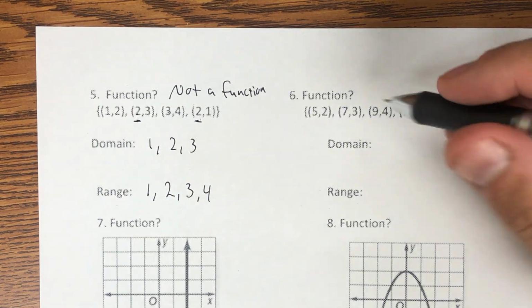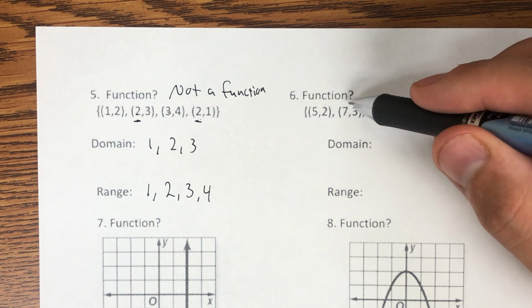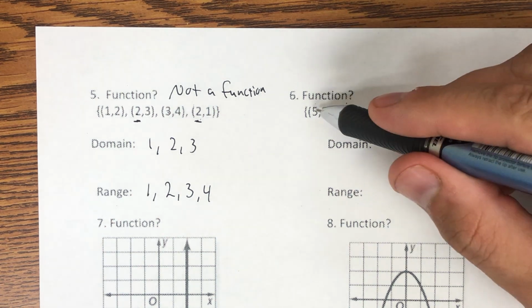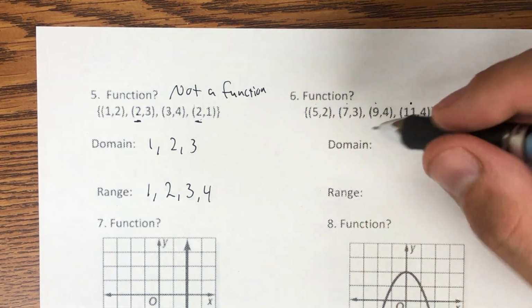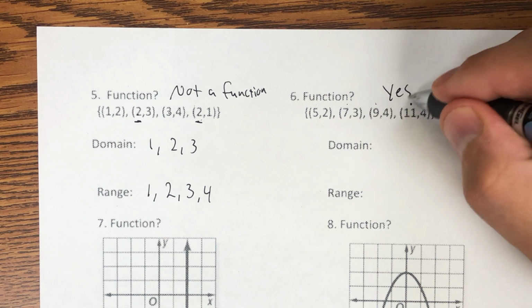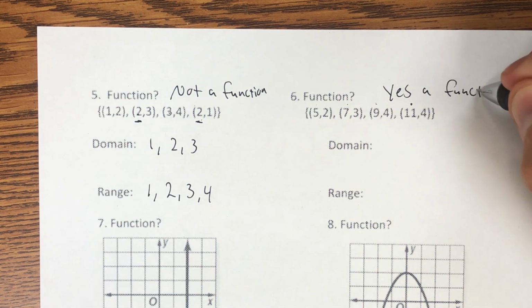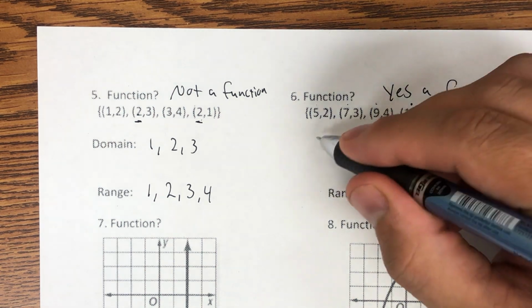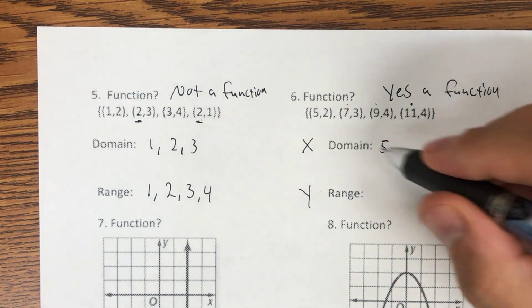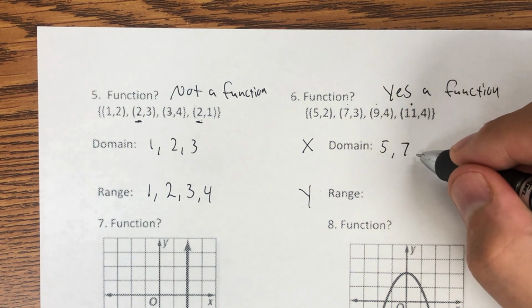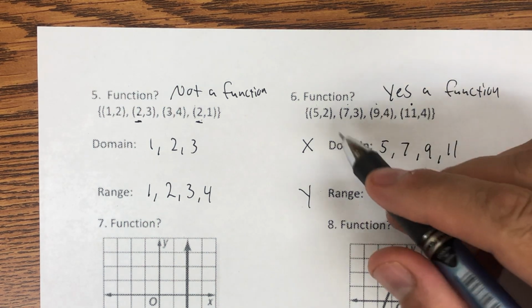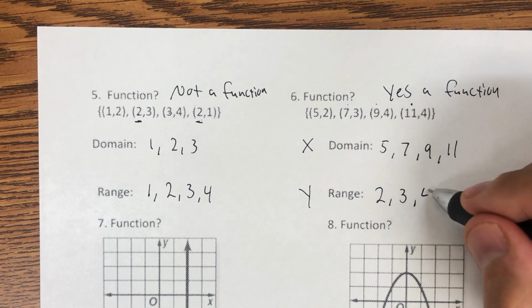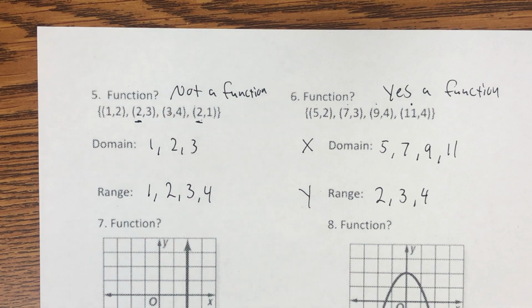Next example. Do the x's repeat? I have a 5, a 7, a 9, and an 11. So x's do not repeat. Keep in mind in the ordered pair, x comes first, y comes second. So it is indeed a function. The domain, all the x values: 5, 7, 9, 11. The range, all the y's. 2, 3, and 4 is twice, so I'm only going to list it one time.